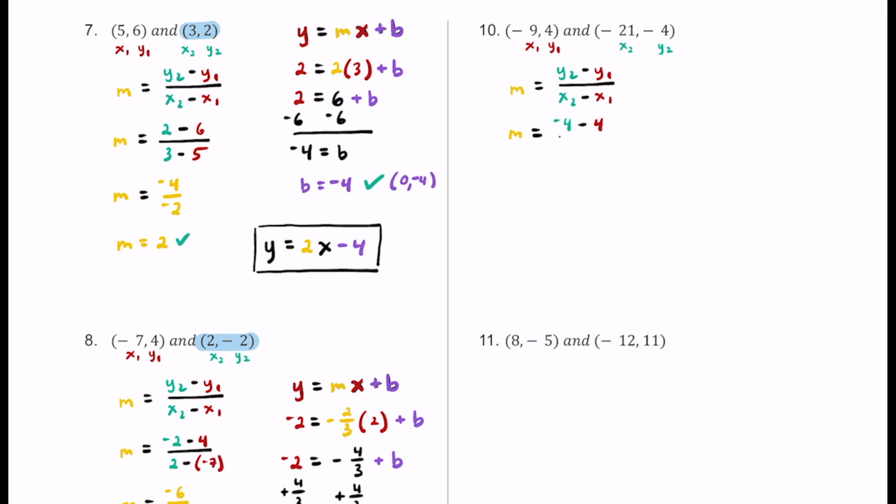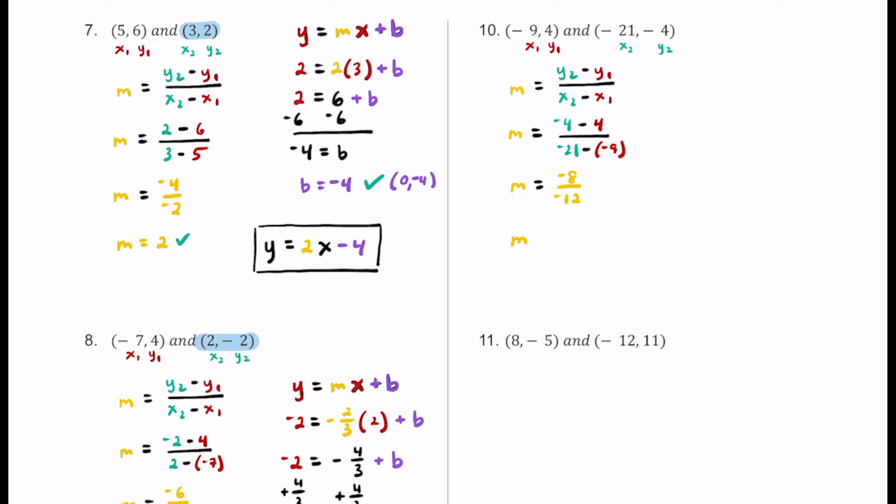And then on bottom we have what? x2 minus x1, so x2 looks like it's -21, and then we're going to take away x1, which is a -9. So let's go ahead and put that in parentheses. Now let's go ahead and figure out and simplify this down a little bit. So we have m is equal to -4 minus 4 on top is going to be -8. And on bottom we have -21 take away -9, which is really -21 plus 9. And that should be -12.